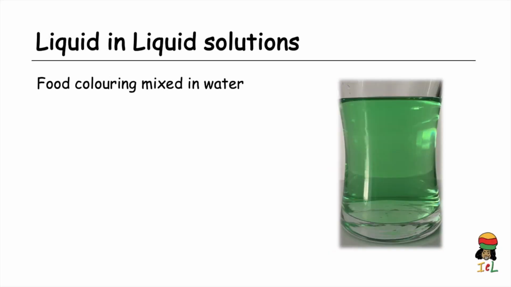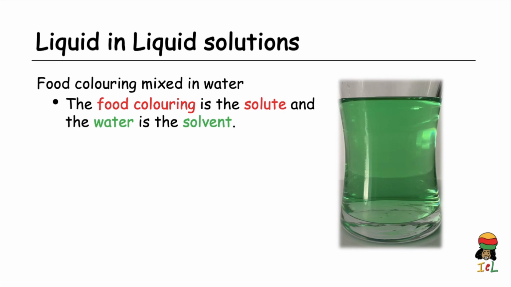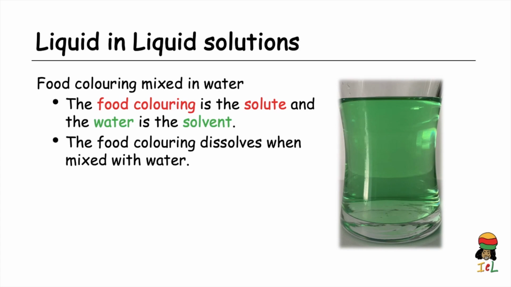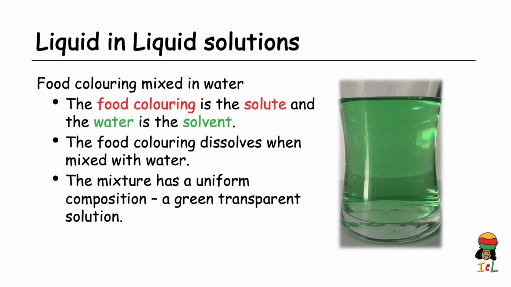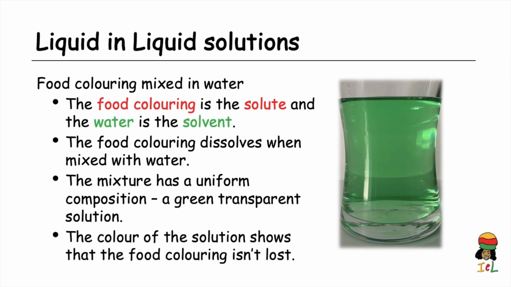For the liquid and liquid solution, the green food coloring and the water were mixed. Both components of that mixture were liquids. The green food coloring was the solute because it was of lesser quantity, and the water was the solvent because it was in greater quantity. Therefore, the food coloring dissolved in the water to give the mixture the uniform composition of the green transparent solution. The color of the solution shows that the food coloring isn't lost.